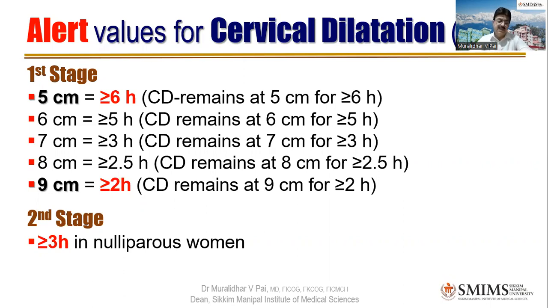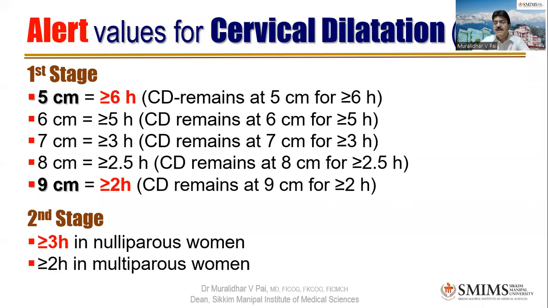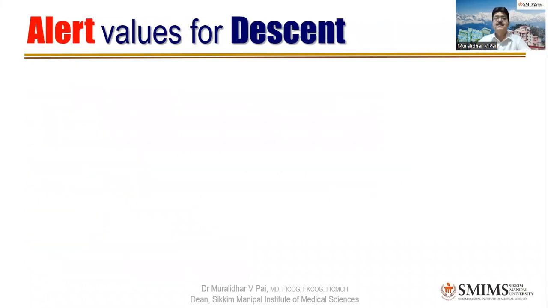Don't say she has gone for deep transverse arrest, but Dr. Murli said, based on WHO LCG 3 hours, I will not come anywhere near the labor room for 3 hours. Don't say that. That is foolish. Okay, this is the maximum time. That's all it means. And in multi, it is 2 hours. So there is no difference in the first stage for primary and multi, but there is a difference in second stage for primary and multi. I hope you have understood that and observed that.